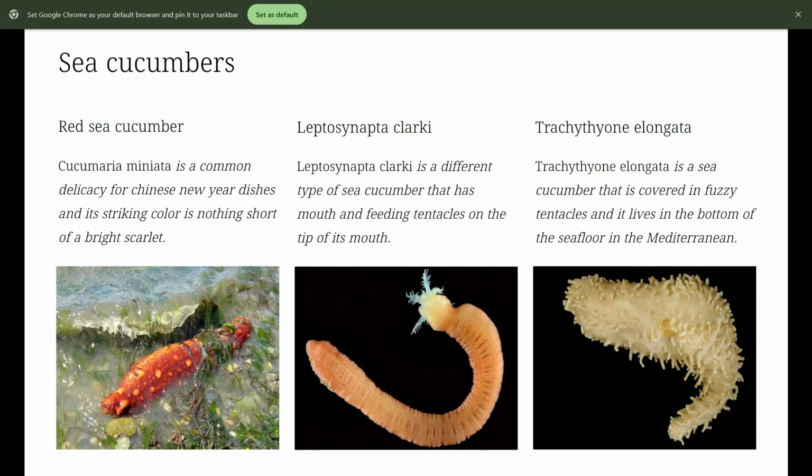Okay, so a sea cucumber got its name by looking like a cucumber, as you can see, and there are many different types. There are thousands of different types, but here are just three.